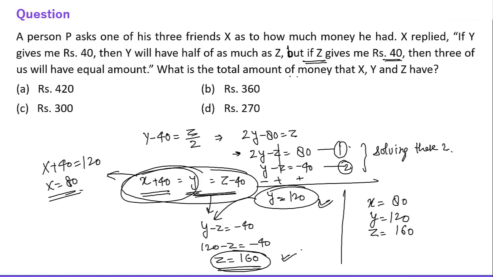What is the total amount of money? For the total amount, we just have to add all of them, right? So 80 and 120 is 200, 200 and 160 is 360. Just add all of them, right? So this is 360. The correct answer is 360 rupees in total they have. Okay, fine. All right, now let's move to the other question.